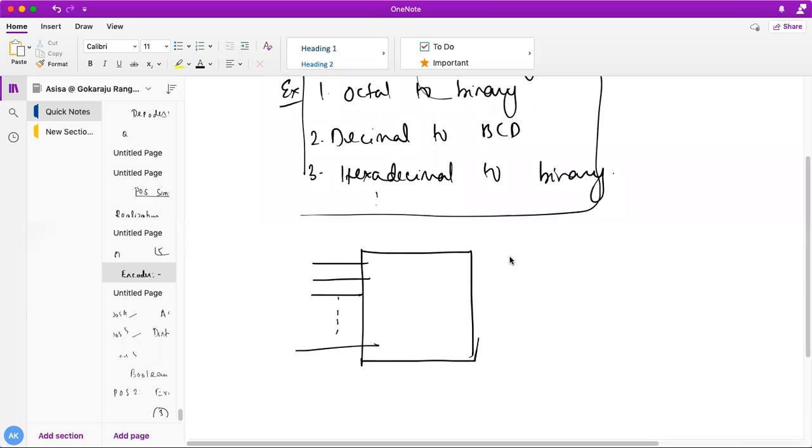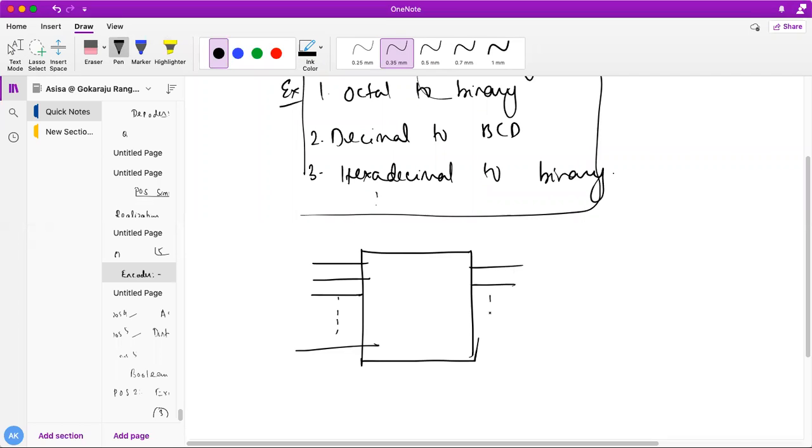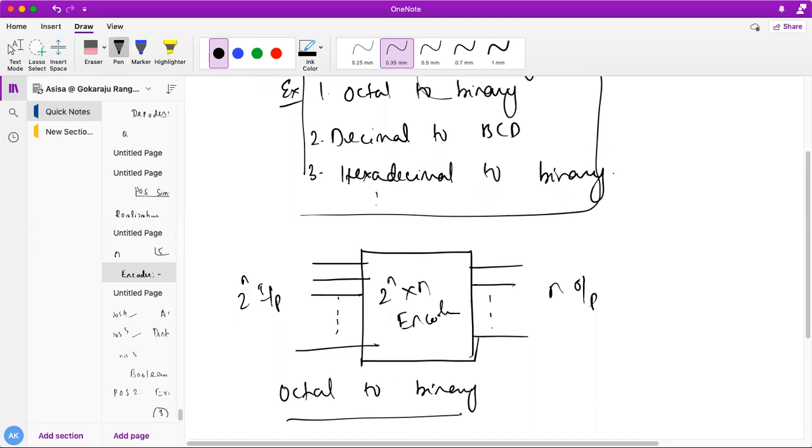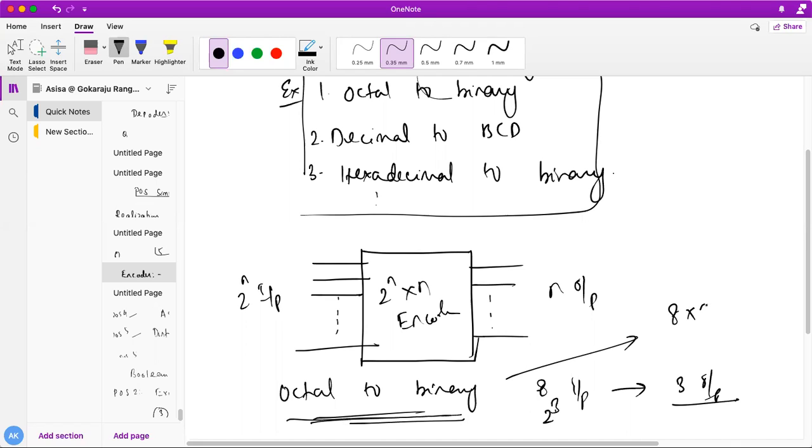So here is the basic encoder circuit, which has many inputs and many outputs: 2 to the power n inputs to n outputs, so it's a 2 to the n into n encoder. We have discussed the octal to binary encoder. It has 8 inputs, which means 2 to the 3 inputs, and it converts to n outputs, which here means 3 outputs. So an octal to binary encoder is nothing else but an 8 cross 3 encoder.